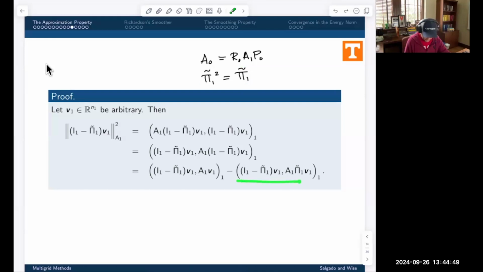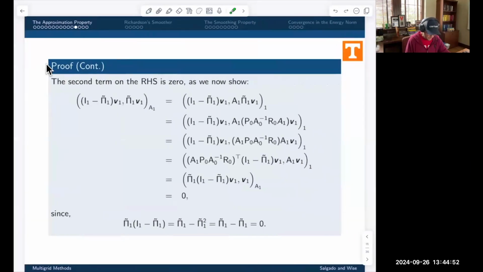Okay, so we're going to show that this is equal to 0. So let's write it. I wrote it in a different way here. This is the thing I'm actually working with. But notice that if I bring this A1 down, that's just the A1 inner product of this with that. But this is actually the thing that I was working with on the right-hand side. That's the second inner product that I want to show is equal to 0. So let's write out the definition of this pi 1 tilde matrix. Pi 1 tilde is exactly equal to P0 A0 inverse R0, according to our definition in chapter 2.